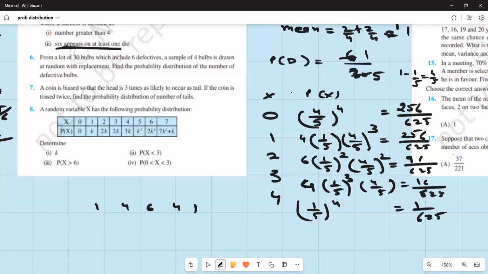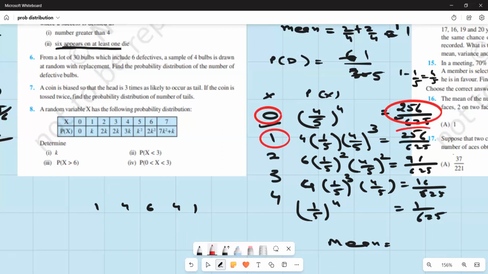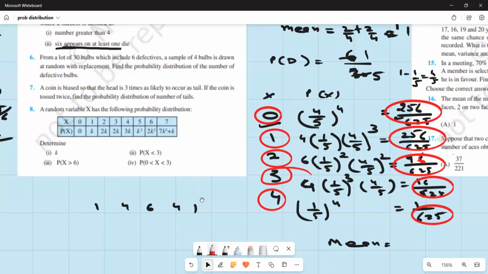And if they ask the mean over here, what will you do? For mean, you will write x P(x) and add them. Multiply this x value and this value. 1 into this, 2 into this, 96, 3 into this and 4 into this, and then add them. These values will be xP(x) and then you will add them. Clear?